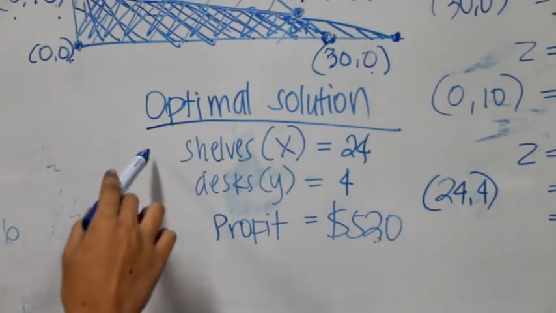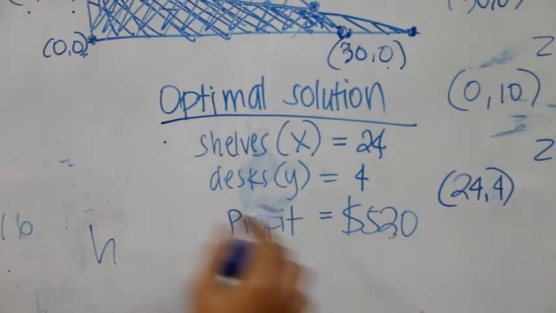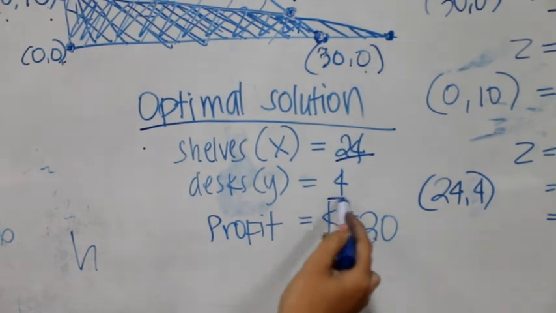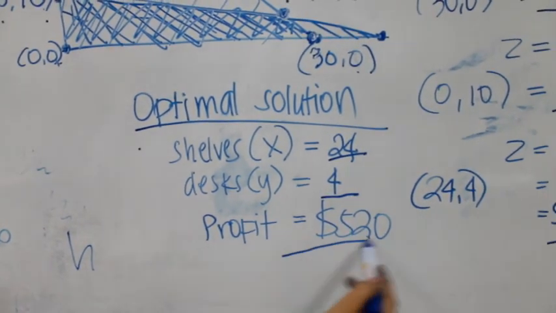So the optimal solution of this problem is that the company will make 24 shelves and 4 desks, with a profit of $520.